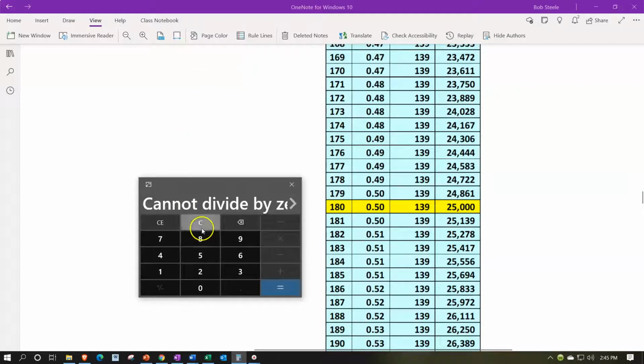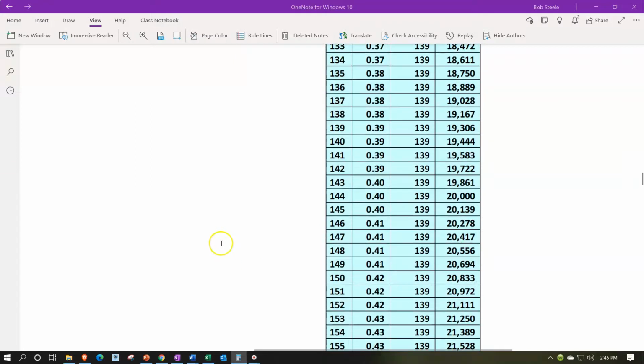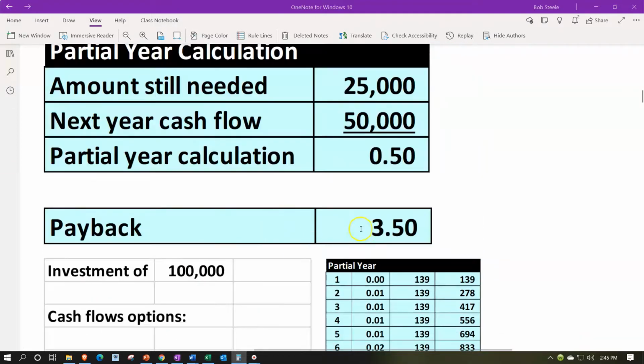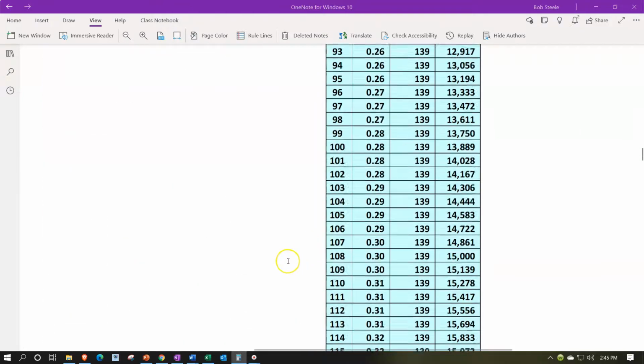What happened? I don't know. 180 over 360 gives us our 0.5. So that's half the year, right? Half that year. So that means that we got our 0.5. That's the 3.5.